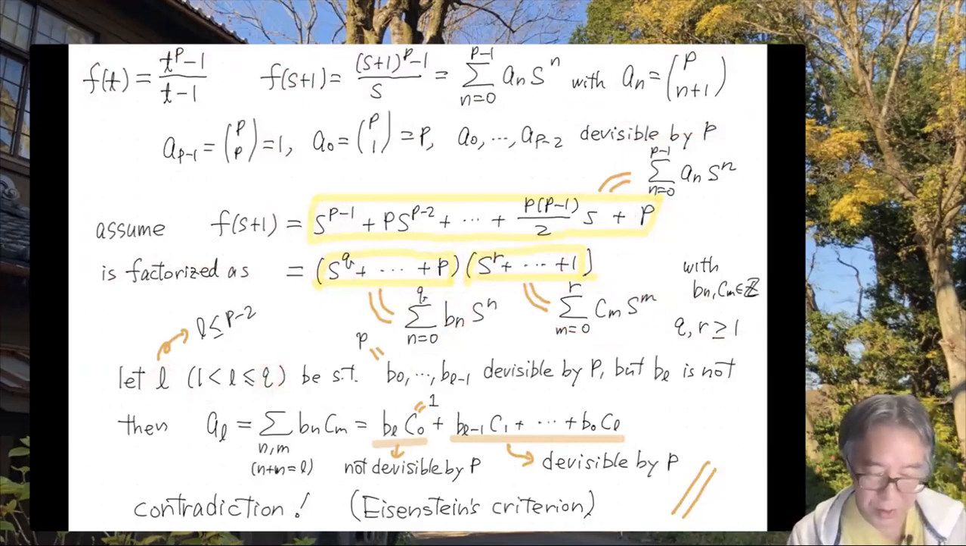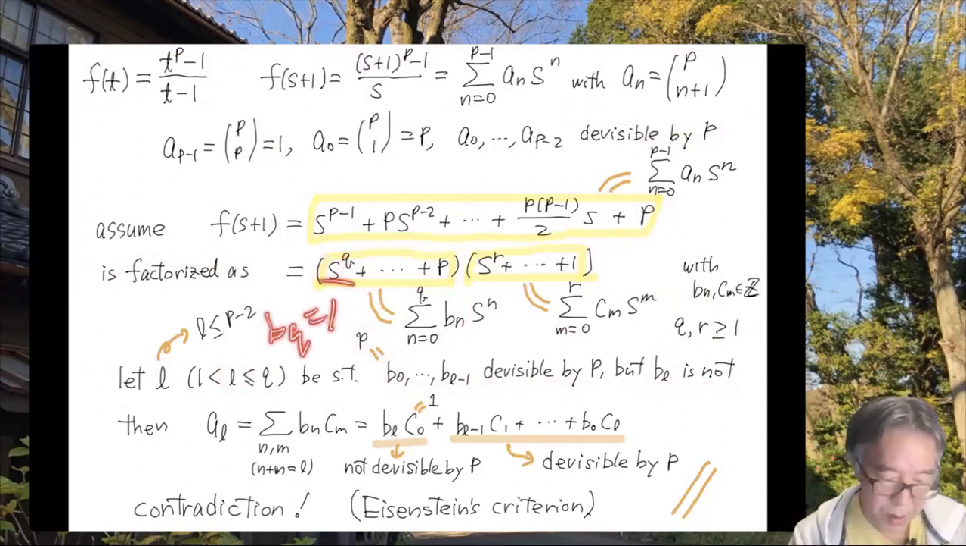than or equal to q, such that all b0, b1, up to b_{L-1} are divisible by p, but bL is not divisible. Okay, and I claim that such L always exists because, first of all, b0 is equal to p, so it's divisible by p. Also, I didn't write it, but here bq is 1. So since bq is 1, it's not divisible by p. Okay, so this guarantees that there is such L.